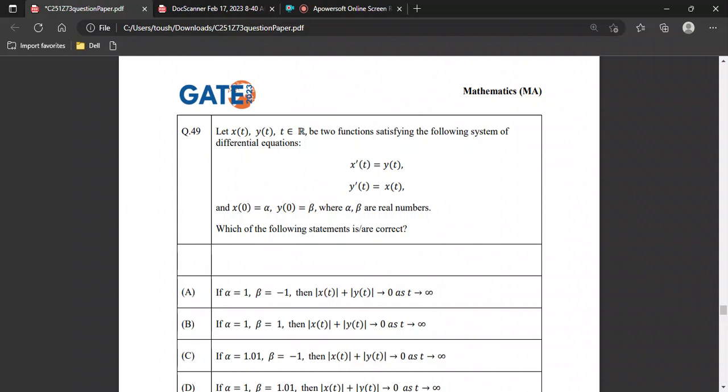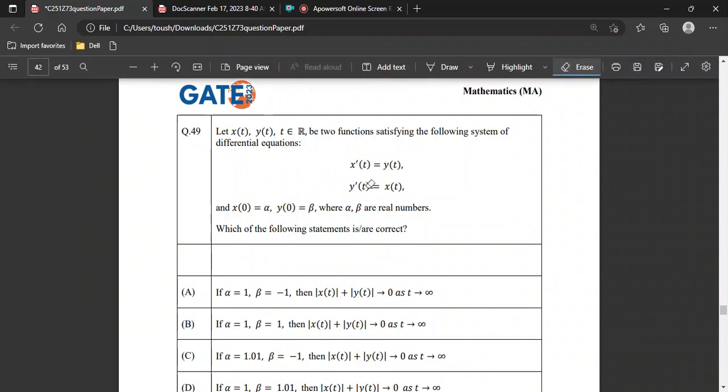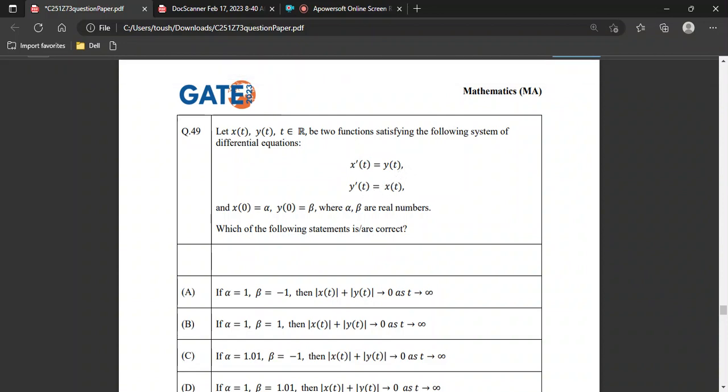This is from GATE 2023. The question is asked from differential equations, and it's a very easy question and it carries 2 marks. Okay, let's see how quickly we can do that. In the given equation, it's given x' = y(t) and y' = x(t). So it's a system of differential equations, right? Let's see how we can do that.